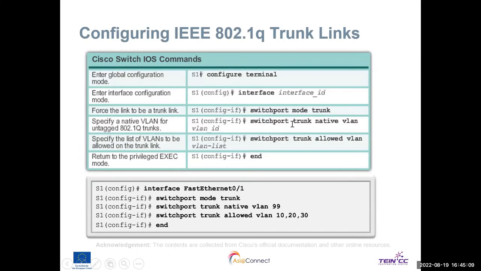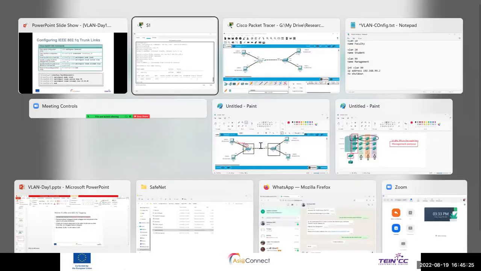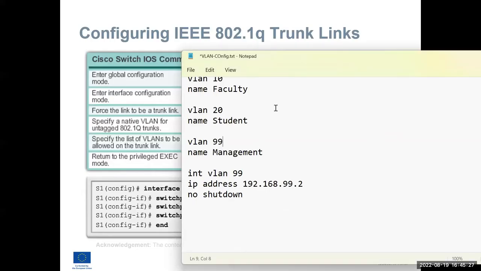And then we have to say switchport trunk native VLAN. If we have to specify any native VLAN, we say switchport trunk native VLAN 1 or native VLAN 99 or something like that. Then switchport trunk allowed VLAN, the VLAN list. So let me give you the example here.